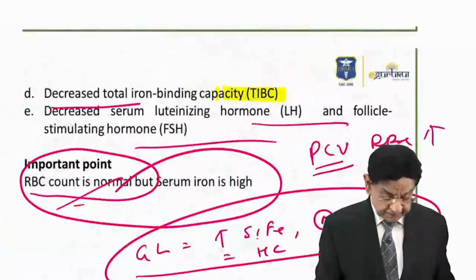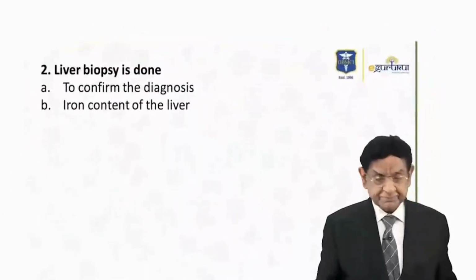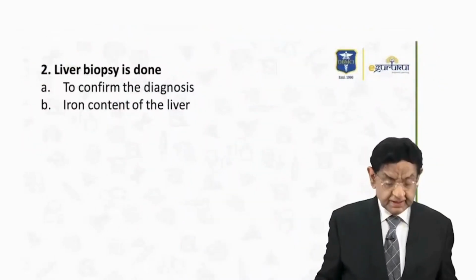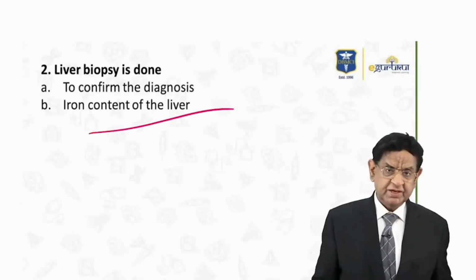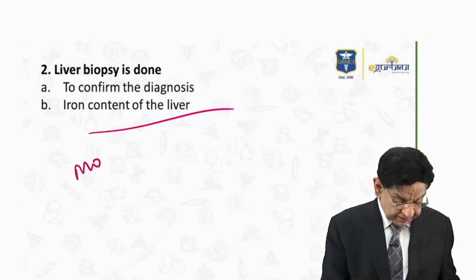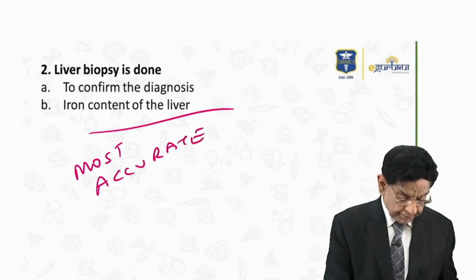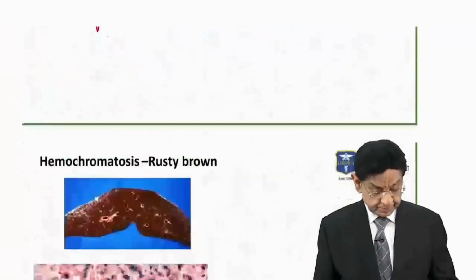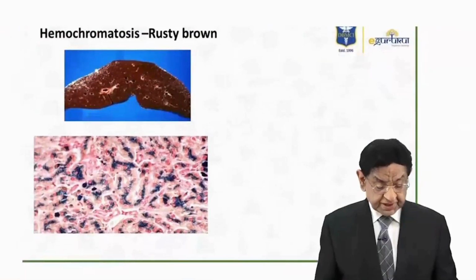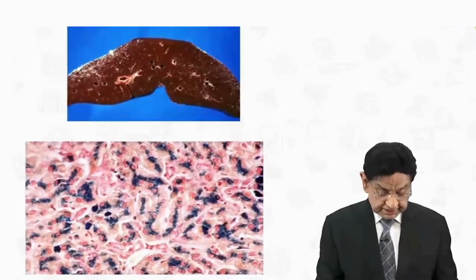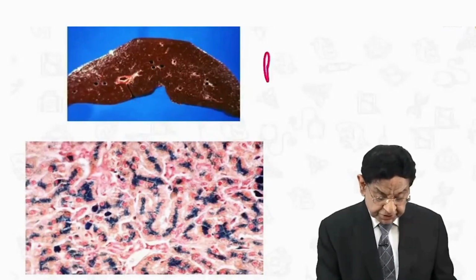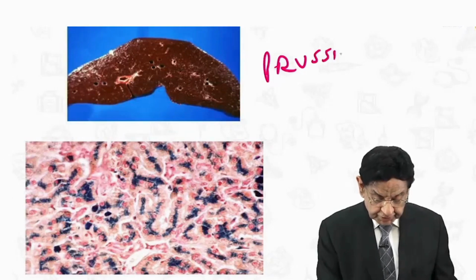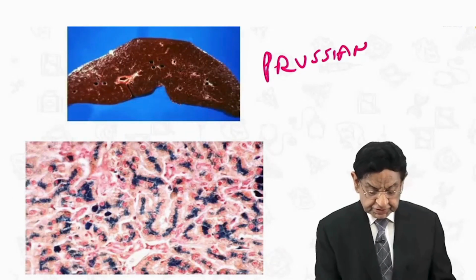Finally, these are the keywords. The liver biopsy is done to confirm it. And we always check for the iron content in the liver biopsy piece. If it is extra, that is the most accurate test. So you can see rusty color grossly, and in the biopsy you are getting a lot of iron, and we stain by Prussian blue. For iron we use Prussian blue stain.